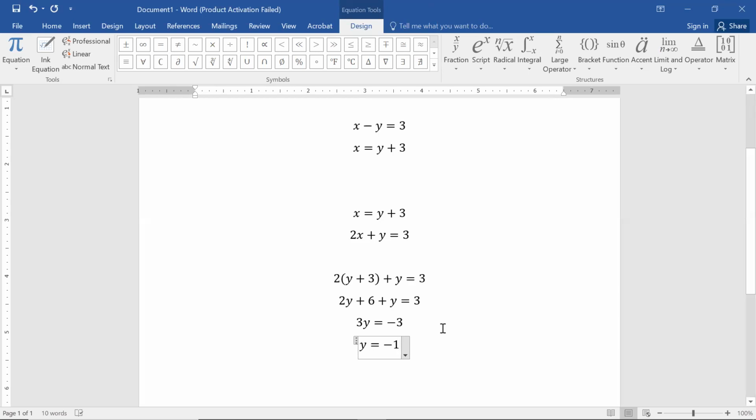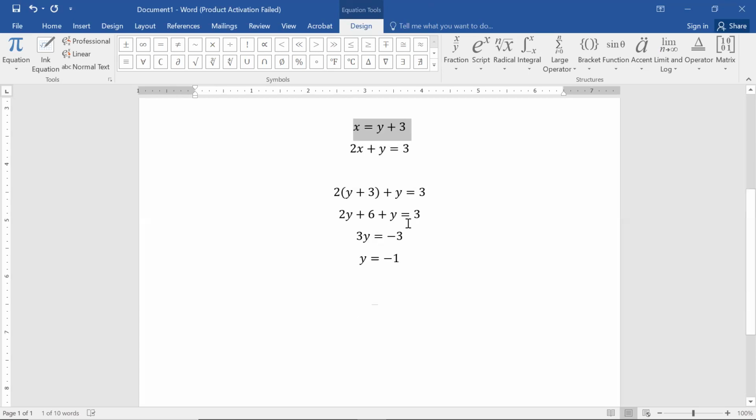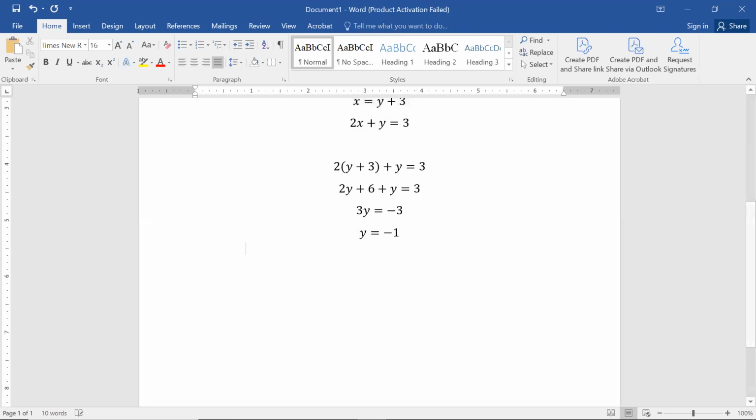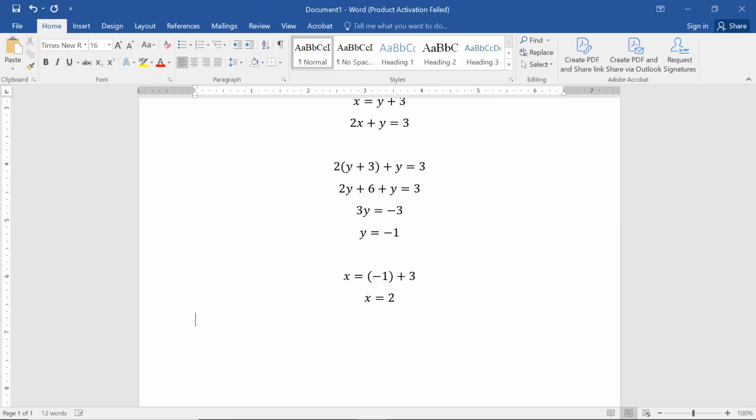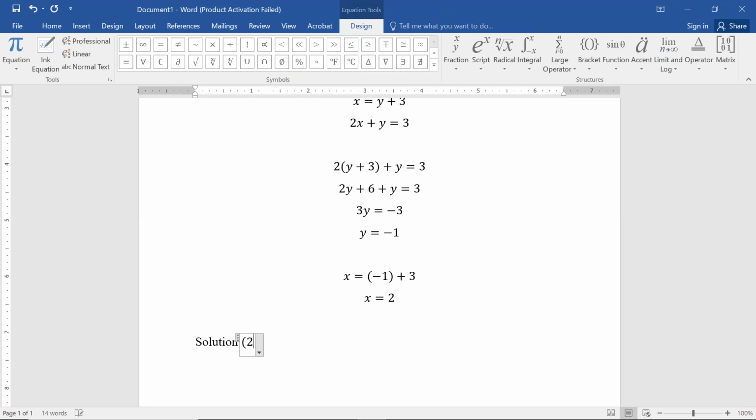If y is equal to negative 1, I go back to this equation or this one, it doesn't matter, but this one will be easier. So I go back to my first equation and I replace the y value with a negative 1 and solve for x. This means that the solution to this system of linear equations is the point (2, negative 1).